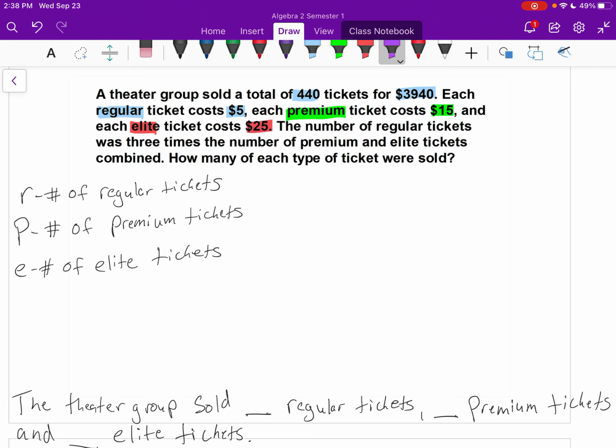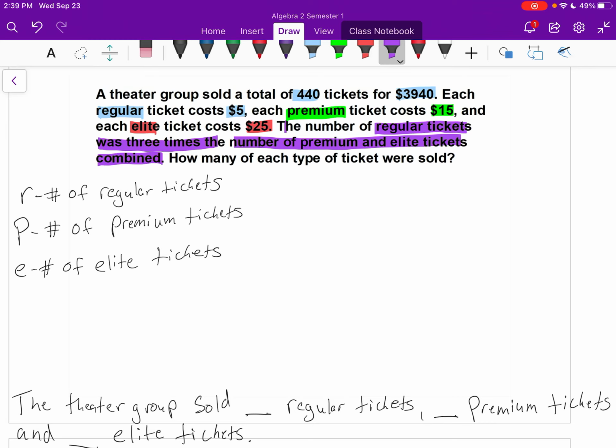Now, that last sentence in these types of problems is going to give us that third equation. We're going to use what we have up to now for our first two, but now the number of regular tickets was 3 times the number of premium and elite tickets combined. Okay, so in the purple there, that's how we're going to get our third equation.